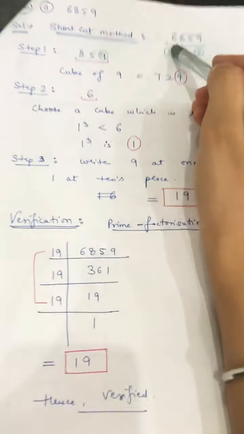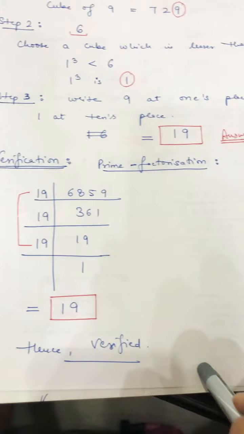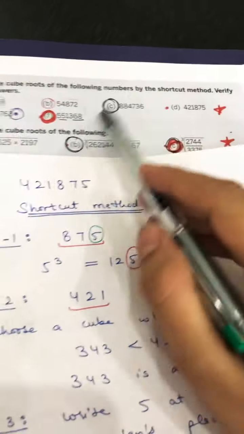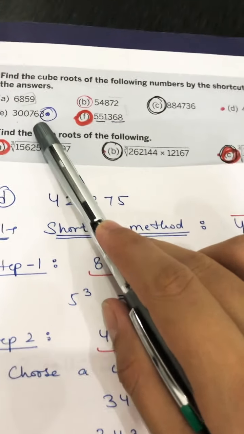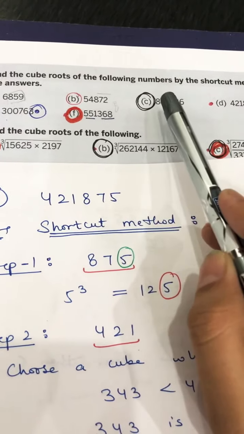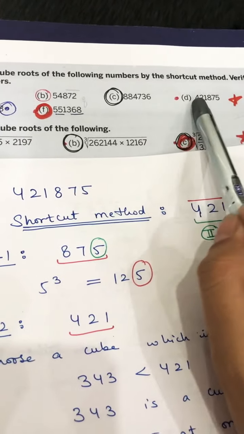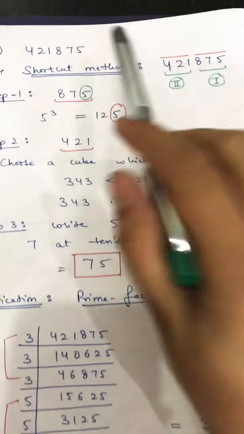So you have to do the question with the shortcut method and then verify with the prime factorization method. Now I'm doing part number D. Some parts are given for homework. Part number B, part number C, and part number E I'm giving you for homework. Part number D and F I'm going to discuss with you.